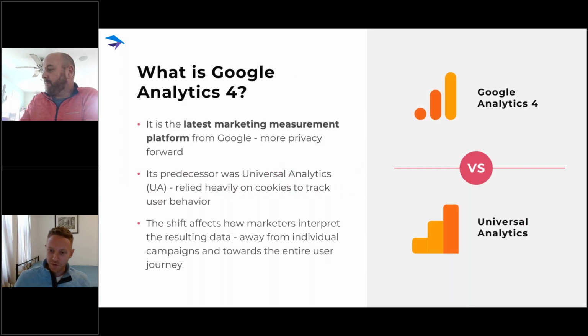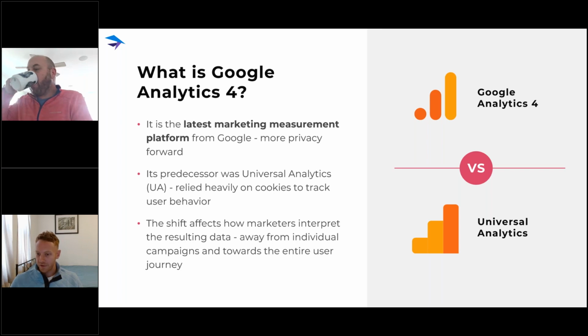Thanks, Luke. Hi, everyone. So first, what is Google Analytics 4? GA4 is the latest marketing measurement platform from Google. Its predecessor, as Luke mentioned, was Universal Analytics, also called GA3, which relied heavily on cookies to track user behavior. And since cookies have fallen out of favor due to evolving consumer data protections, the new platform changes the way that Google tracks user data. So the changes make the platform more privacy forward to both adhere to existing privacy regulations, but also anticipate future privacy laws.